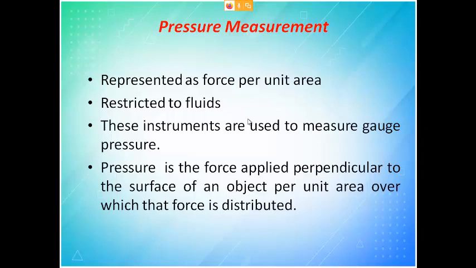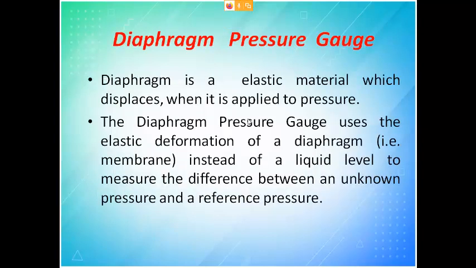Okay, pressure is the force applied perpendicular to the surface of the object per unit area over which that force is distributed. So inside the cylinder you fill the air, you go on filling, and thereby it increases the pressure. This increase in pressure will exert a force on the measuring device, and that measuring device we call a pressure gauge. Okay, the first one is the diaphragm. A diaphragm is nothing but a thin, elastic material. So when force is applied, this elastic material will try to elongate. The amount of elongation we will try to measure.